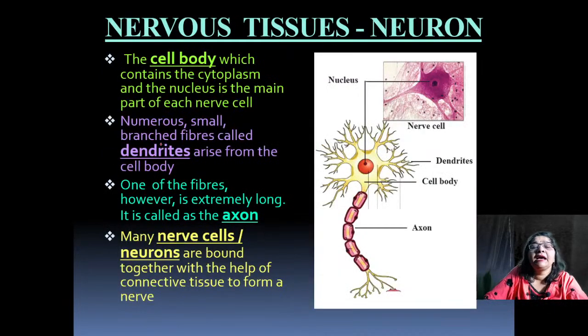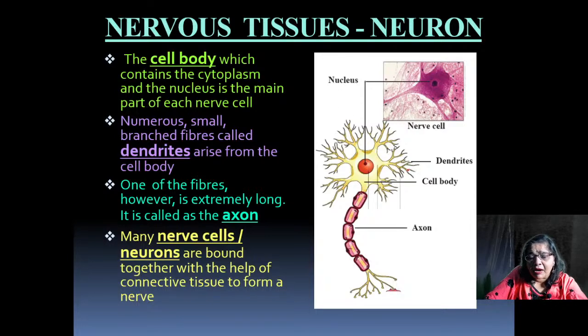The nervous tissue, as I told you, is made up of basically two different types of tissues. One is the neurons or the nerve cells. The second type are the neuroglia, or the glial cells. Now, let us talk about this neuron. The neuron, or the nerve cell, is made up of three different parts.